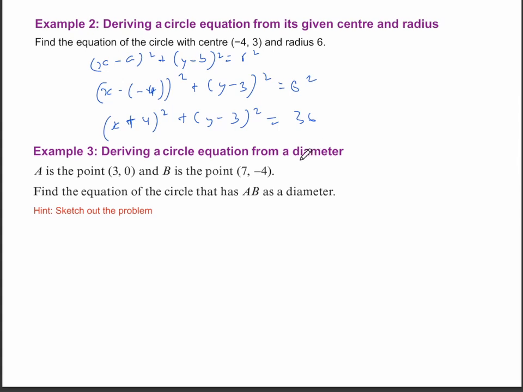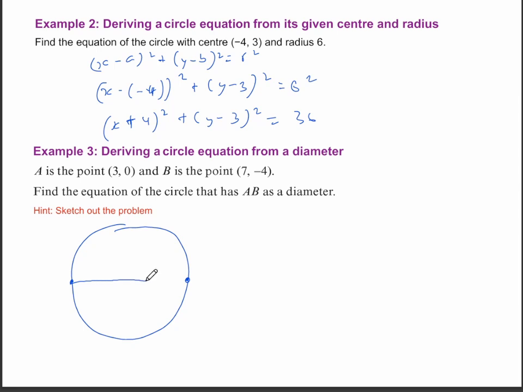Deriving a circle equation from a diameter. A is the point 3, 0 and B is the point 7, negative 4. Find the equation of a circle that has AB as its diameter. So they tell you literally to sketch out the problem. So let's do that. We want AB to be the diameter. That means we have a circle right here. We have A right here. We have B right here.